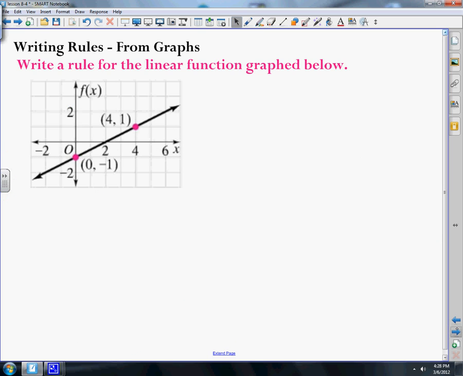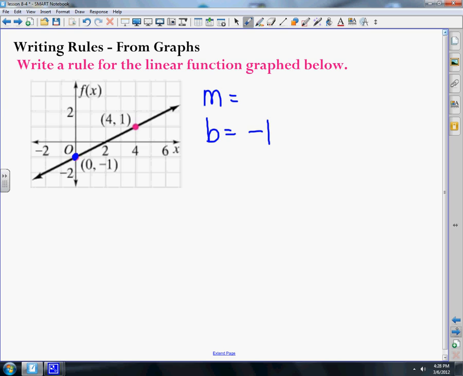Now we're going to learn how to write rules from graphs. So remember, the two things we need to identify when we write an equation in slope-intercept form is the slope and the y-intercept. When we look at a graph, it's pretty easy to see the y-intercept because it's where the line crosses the y-axis. And the line crosses the y-axis at this point, which is negative 1.